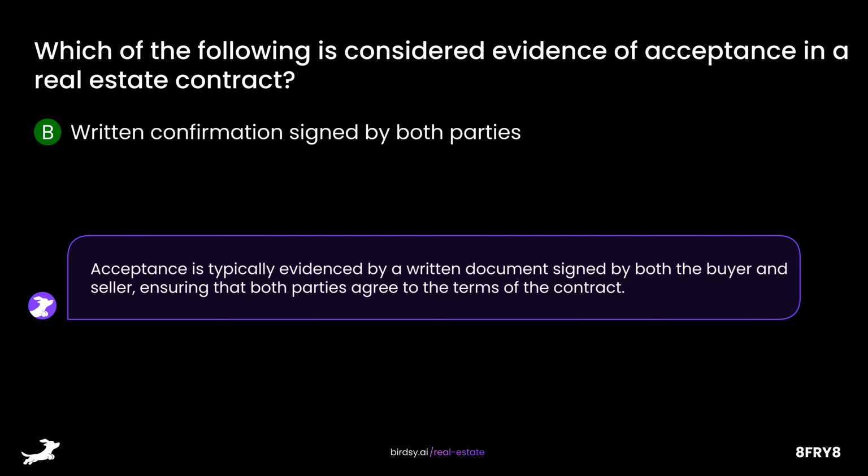Acceptance is typically evidenced by a written document signed by both the buyer and seller, ensuring that both parties agree to the terms of the contract.